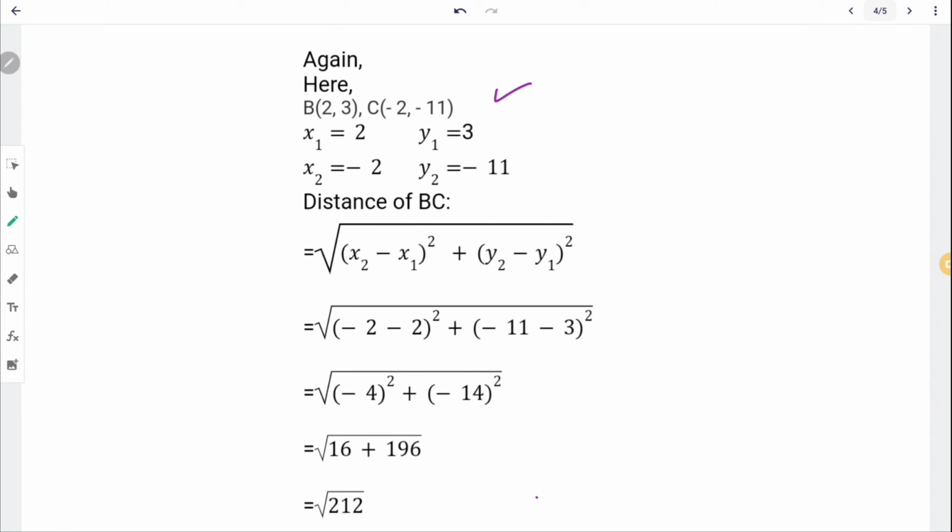Now let's try with BC. Once again I've written BC for us here, x1 y1 x2 y2. So we've written the values. Now let's find the distance of BC. x2 is what? Minus 2, so we've written, then x1 is 2. Then y2 is minus 11, and then y1 is 3. Minus 2 minus 2 we'll get minus 4. Same thing here, minus 14. So minus into minus plus, 4 4s are 16, and 14 square is 196. If we add these two, we're going to get root 212.